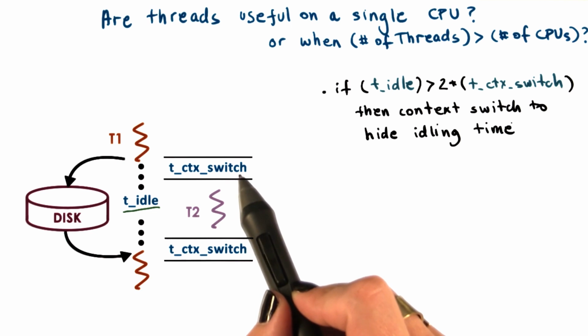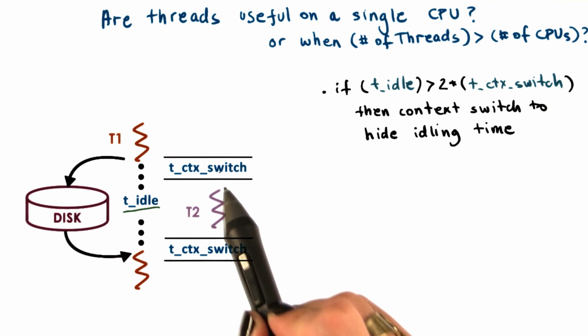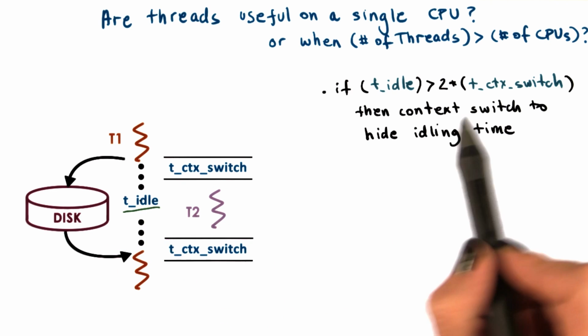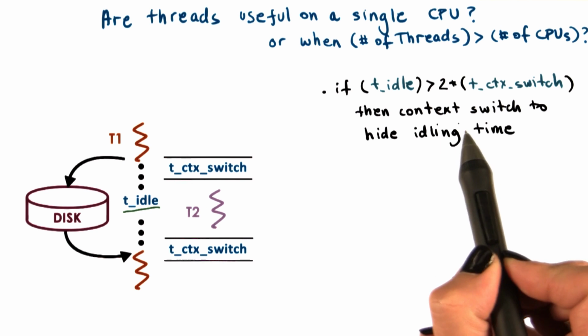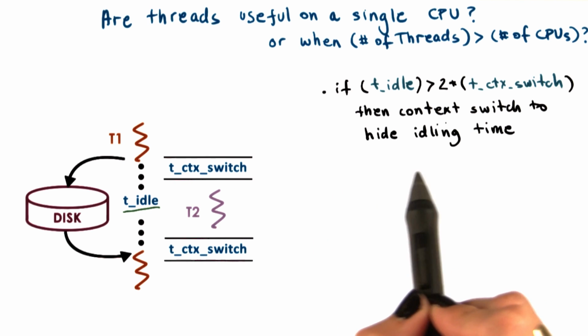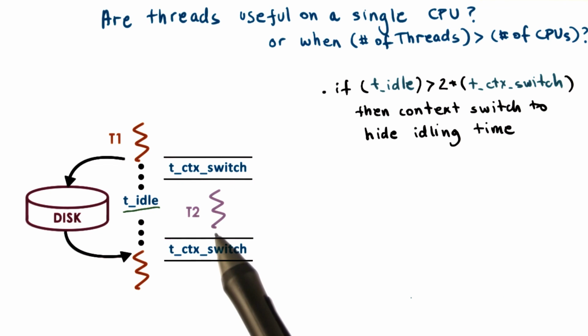So basically, as long as the time to context switch, T context switch, is such that T idle is greater than twice the time to context switch, it makes sense to context switch to another thread and hide the idling time. Now, this is true for both processes and threads.